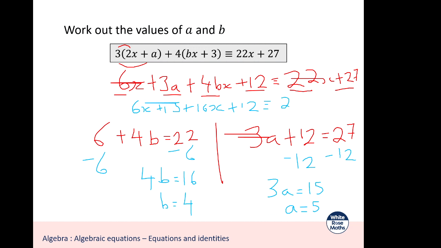Because 6x plus 16x makes 22x. And then 15 plus 12 makes 27. So hopefully that makes sense now.